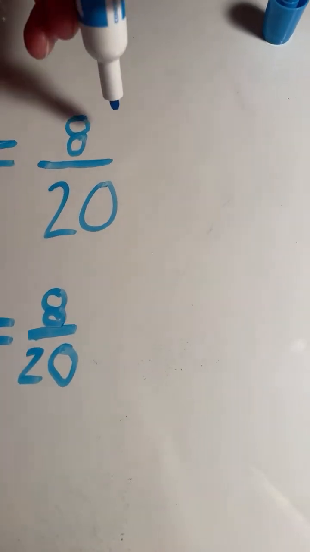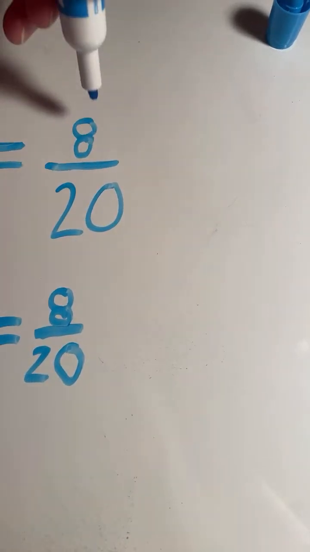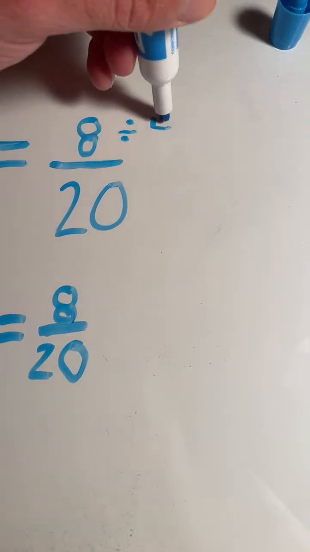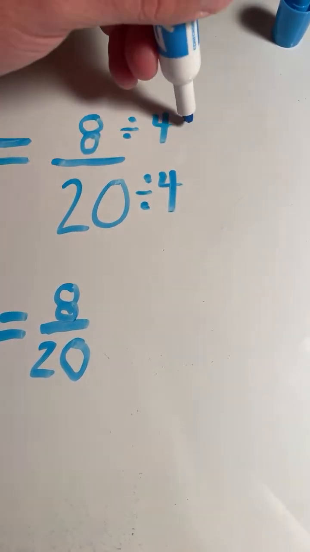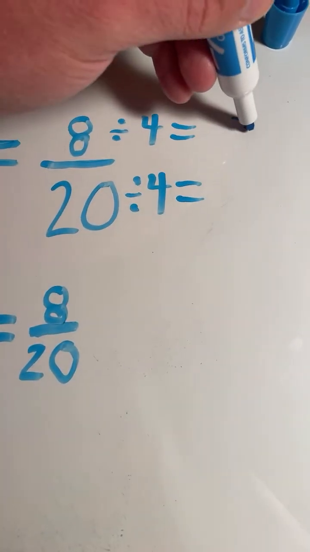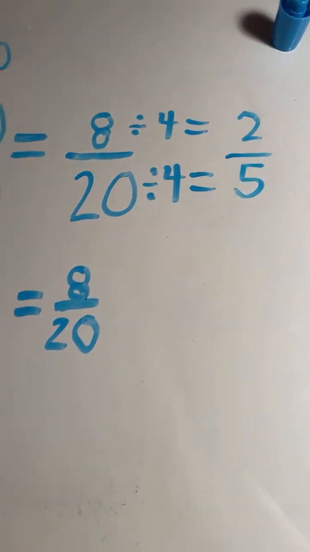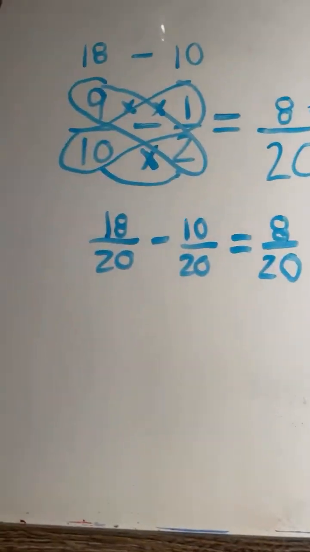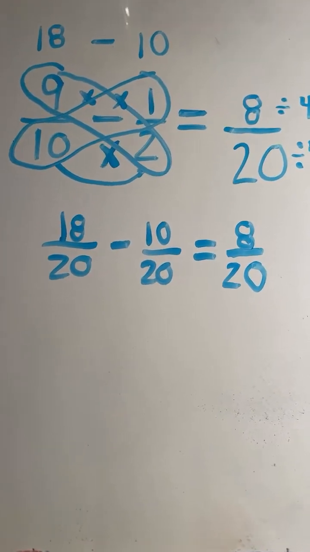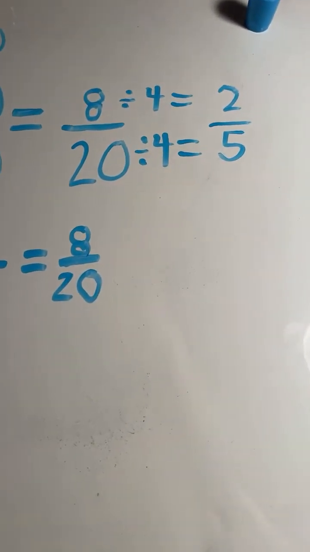So what you do is you want to divide your numerator and your denominator by the greatest common factor. So the greatest common factor between 8 and 20 is 4. So 8 divided by 4, 20 divided by 4. 8 divided by 4 equals 2. 20 divided by 4 equals 5. So our answer in lowest terms would be 2/5. 9/10 minus 1/2 equals 8/20. 8/20 reduced to lowest terms is equal to 2/5.